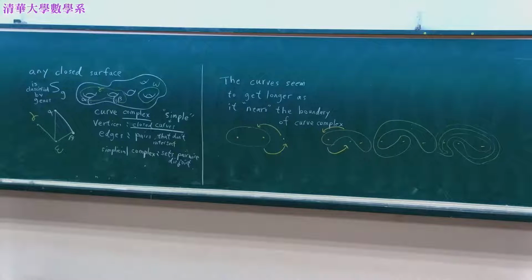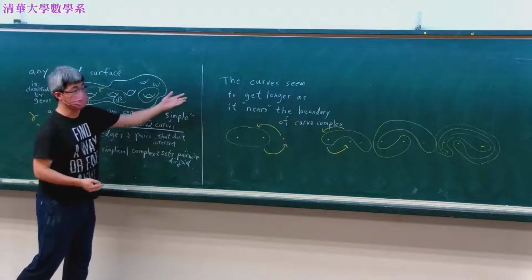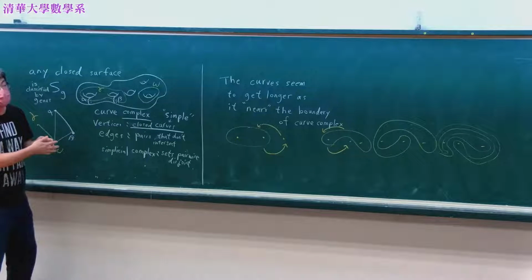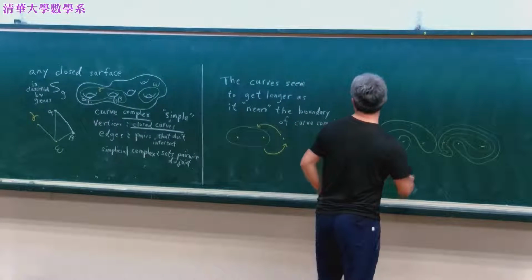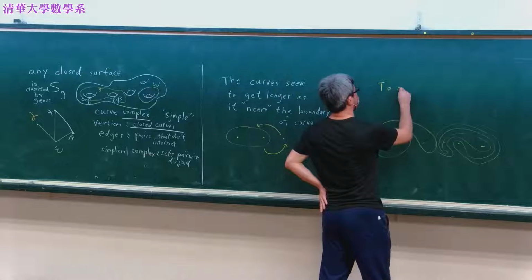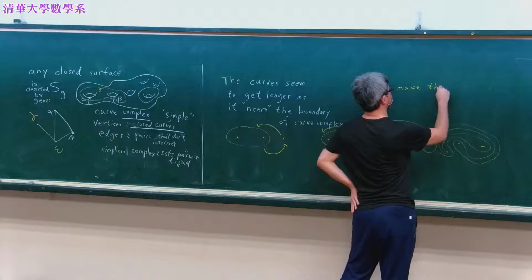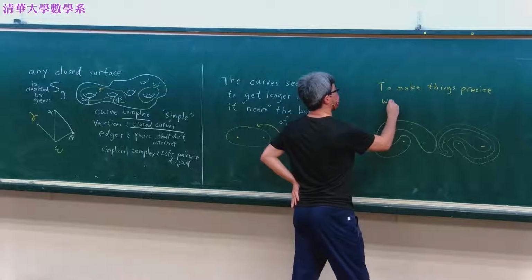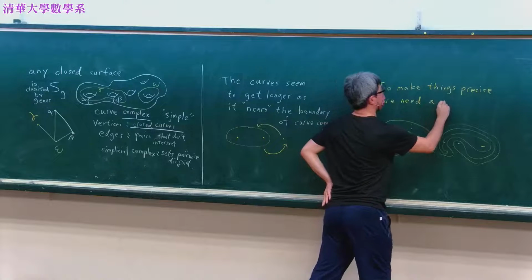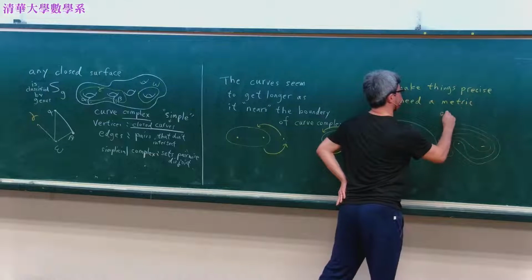When you move toward the boundary of the curve complex, two things are always happening. One is you are iterating one process, and the other thing is you are getting more and more complicated in terms of how you draw them. But drawing them is not the best way to do it, so we need to put metrics on the surface. So to make things precise now, we need a metric on this S_g.